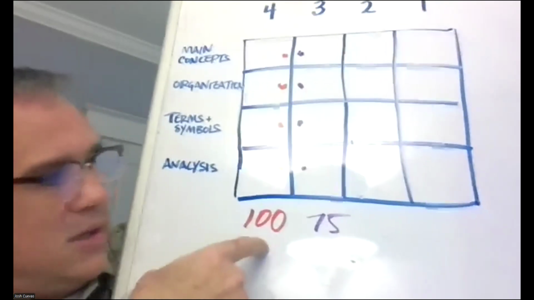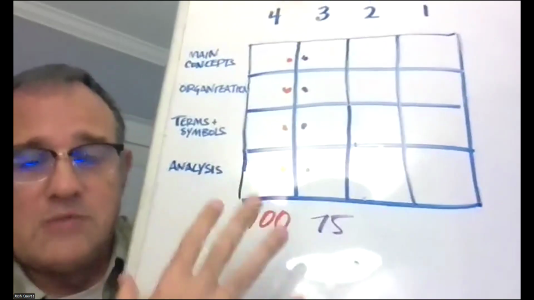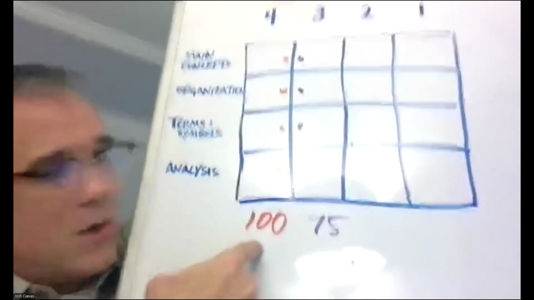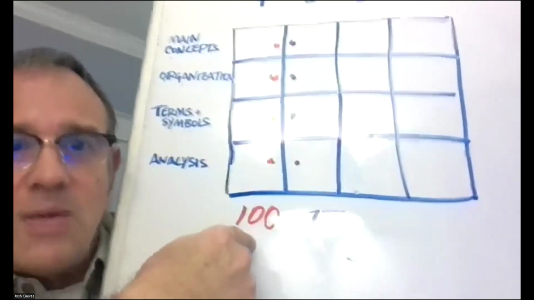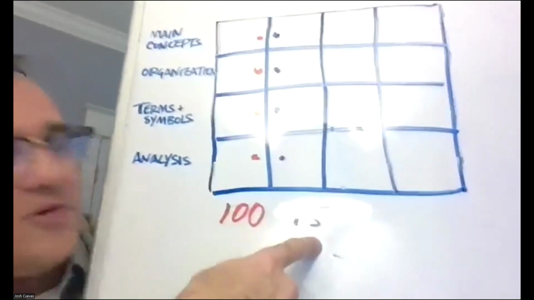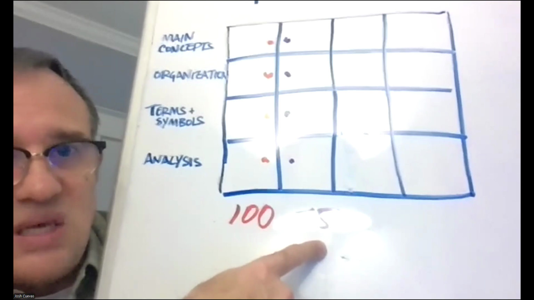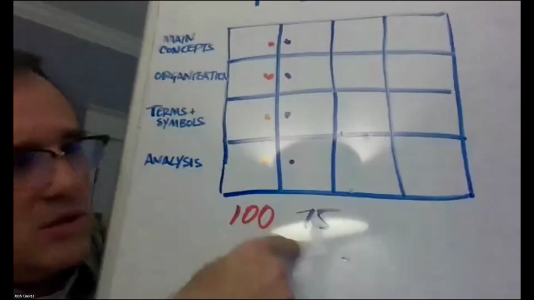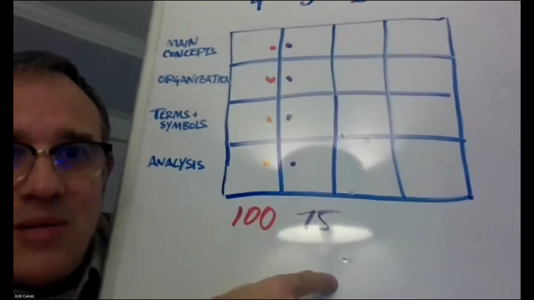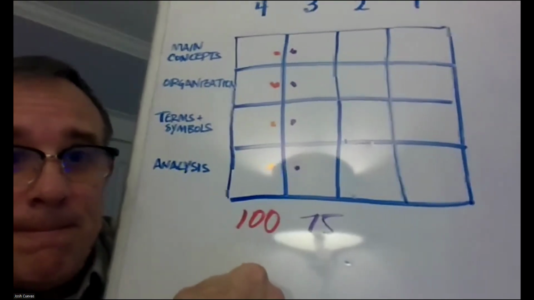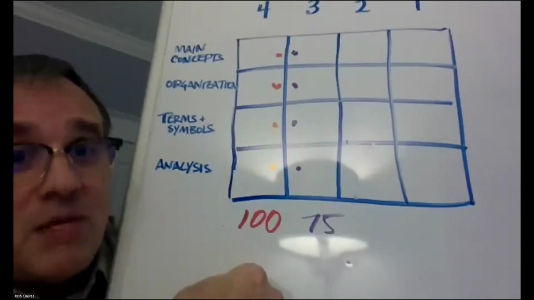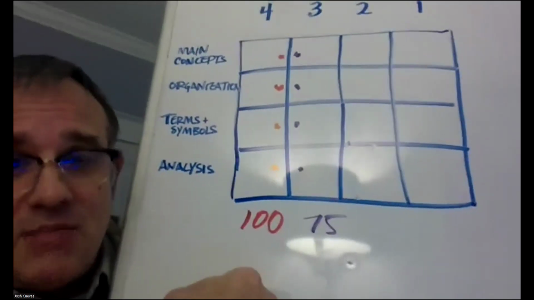So one teacher, because of the way this rubric is formulated, gave it a score of 100, a perfect score. The other teacher gave it a score of 75, which is a mid-level C at best. Are you seeing a problem here? Yes, that's really problematic in terms of inter-rater reliability.